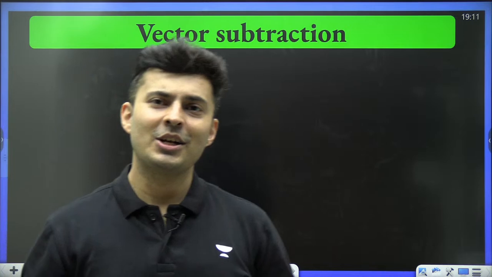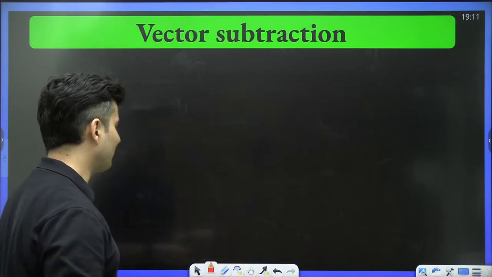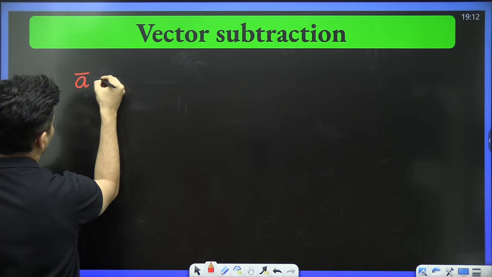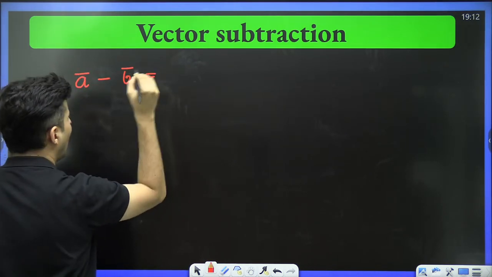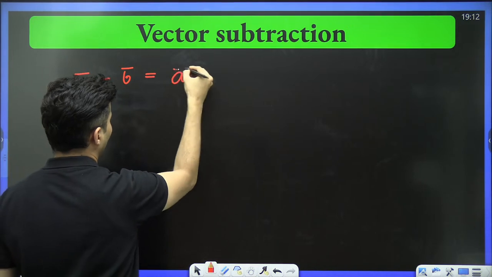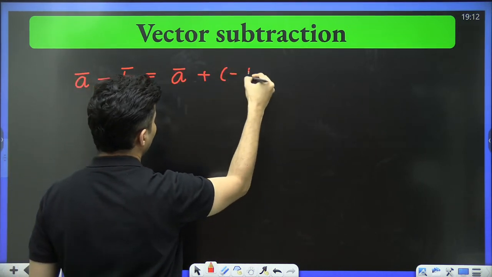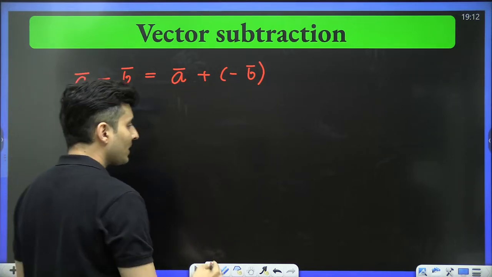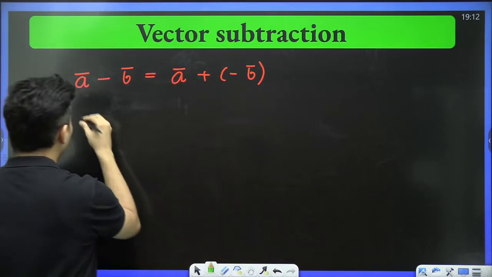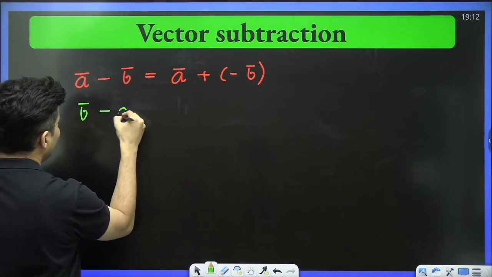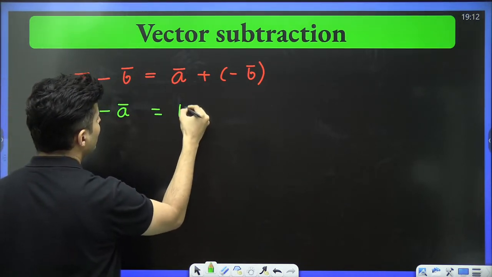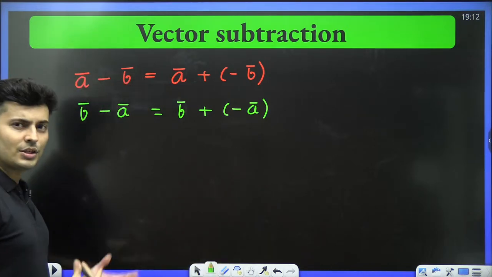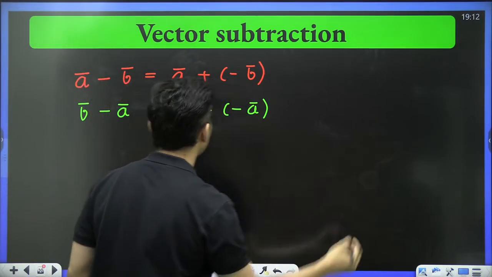If you know addition, you automatically learn subtraction, my dear warriors. So, if I write A vector minus B vector, it's as good as saying it is A vector plus negative of B vector. Same way, if I say B vector minus A vector, it will be B vector plus negative of A vector. Just to show you how they look, observe guys.